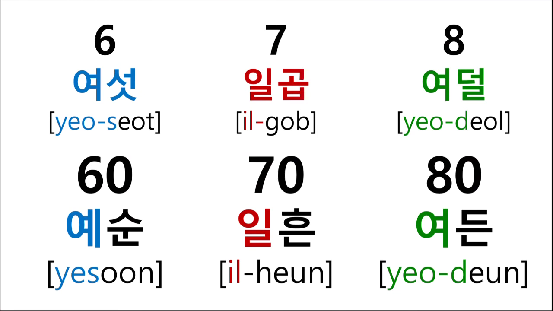Wait, before we go on, did you manage to find one more pattern here? For numbers 60, 70, and 80, the first syllable is very similar to the one-digit number. For example, 60, 예순, comes from 여섯, 6. 70, 일흔, comes from 일곱, 7. 80, 여든, comes from 8, which is 여덟. Let's keep going on and see if it applies for 90 as well.